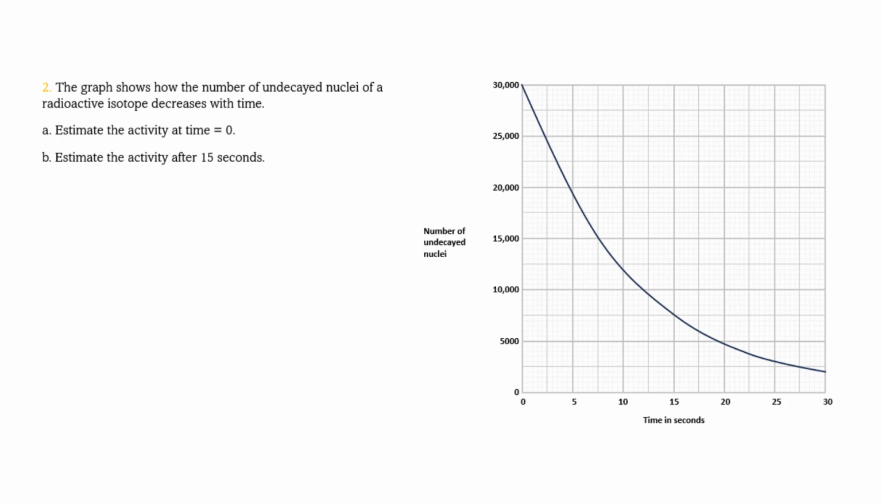So the first thing to note is that activity is short for radioactivity. In other words, the number of particles given off per second. We know that every time a nucleus decays, it gives off a particle.